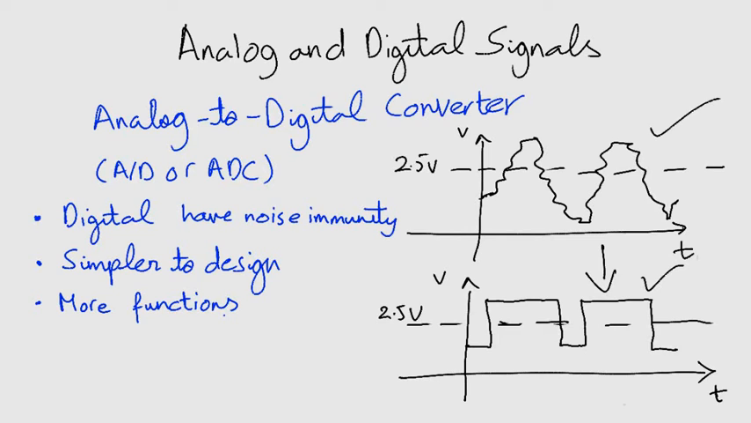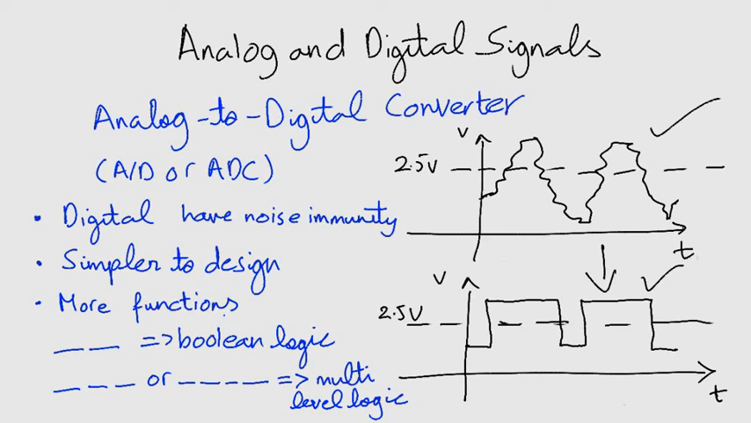Digital signals having more than two values to represent a digit are also used sometimes. The two-level representation is known as Boolean logic, and the more than two-level one is known as multi-level logic.